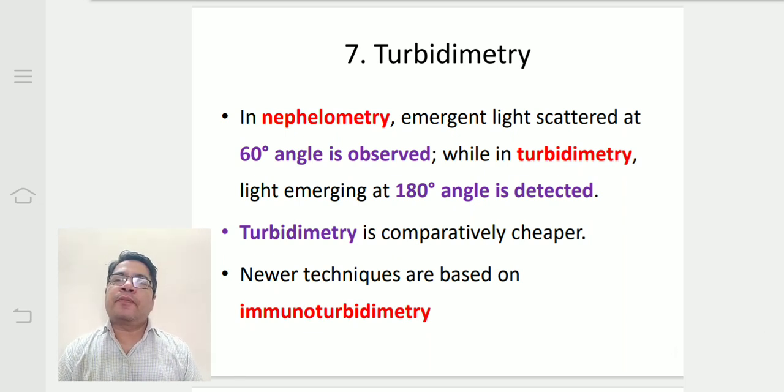In nephelometry, emergent light scattered at 60 degrees is observed, while in turbidimetry, light emerging at 180 degrees is detected. Turbidimetry is comparatively cheaper, while newer techniques are being based on immunoturbidimetry.